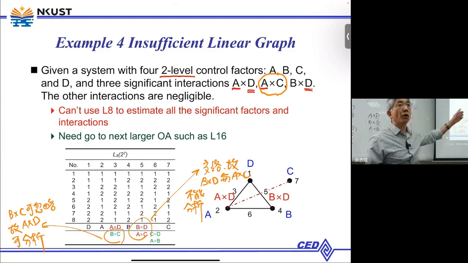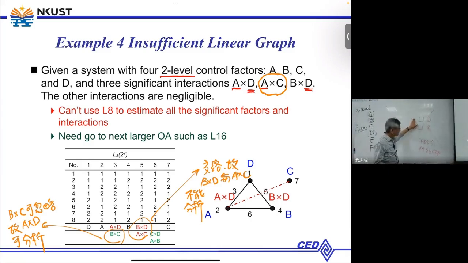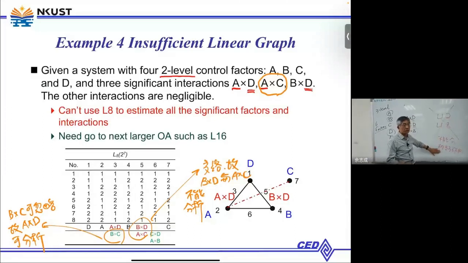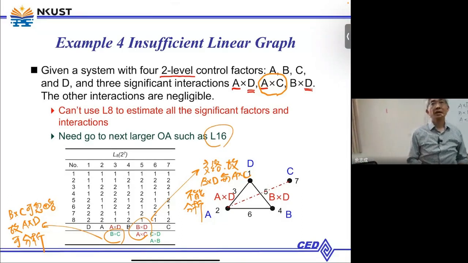Can we use L12? Since L8 is too small, the next bigger orthogonal array is L12. Can we use L12? No. Based on the same reason I just showed you in that example, L12 cannot be used to analyze the interaction. So no L12. Next, L16. Any questions?